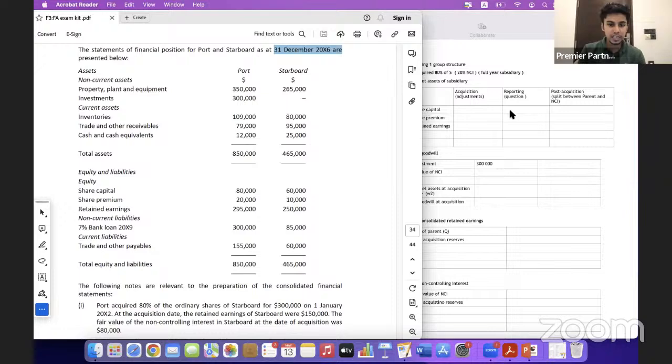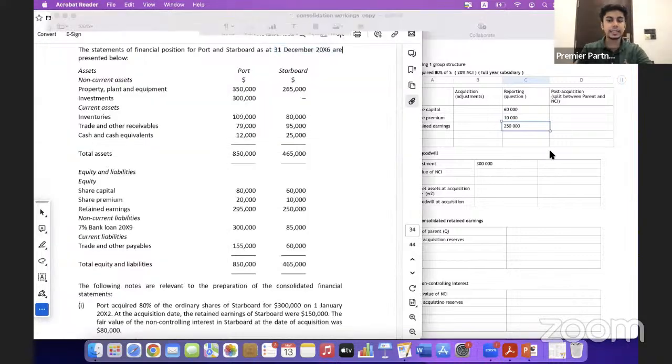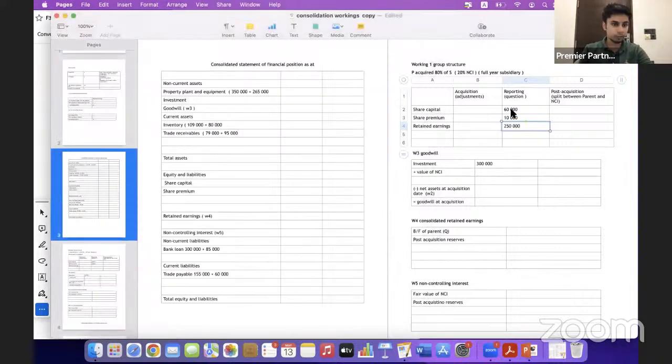That means those are what we call the reporting dates. 60,000, 10,000, as well as, guys, over there 250,000. These are the answers at the reporting date. So just copy it down.